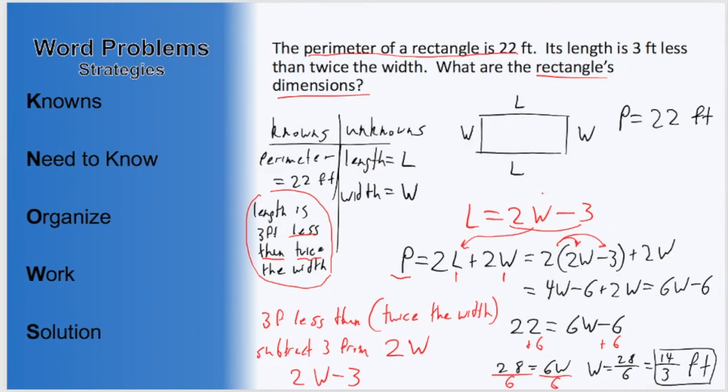Now that we have the value for the width, we can plug in that value here to find out what the length was. We will get that the length is equal to 2 times that 14 over 3 minus 3. Doing this will give us 28 over 3 minus 3. We can think of 3 as 9 over 3. So subtracting those fractions will give us 19 over 3 for the length. And this is also our units of length, which is feet.